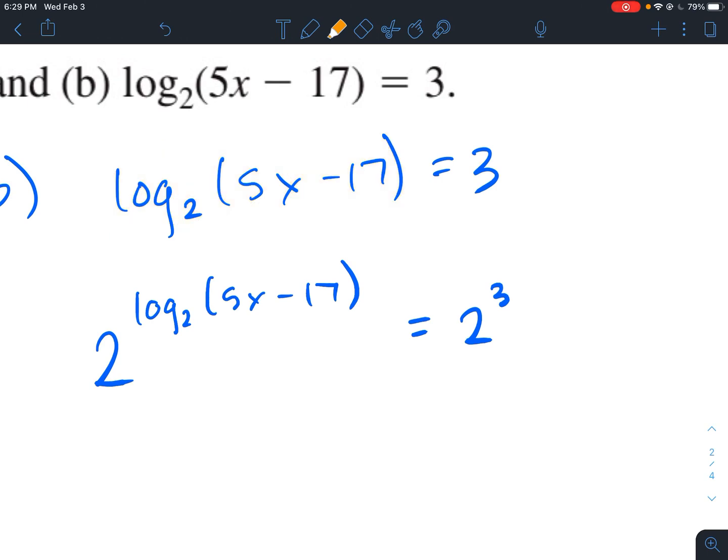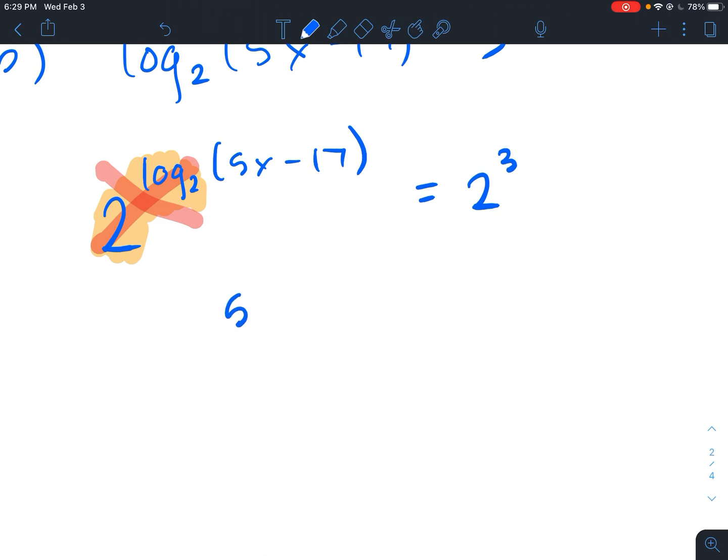Why I do that is because on the left side I have 2 raised to the log base 2, which means that these cancel. And I'm just left with 5x minus 17 equal to 2 cubed, which is 5x minus 17 equal to 8. And now I just have a regular algebraic expression.